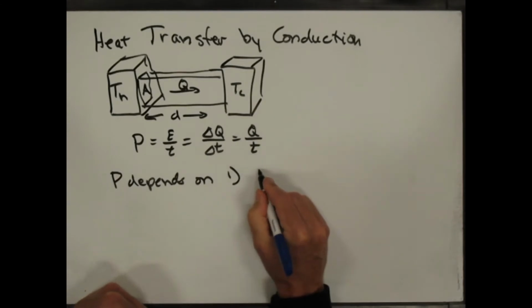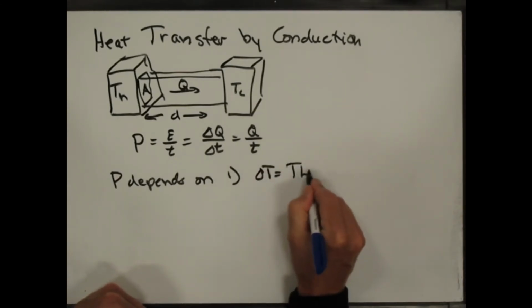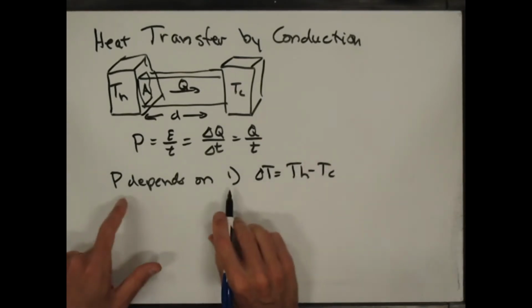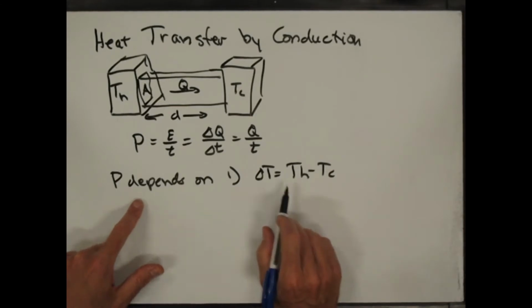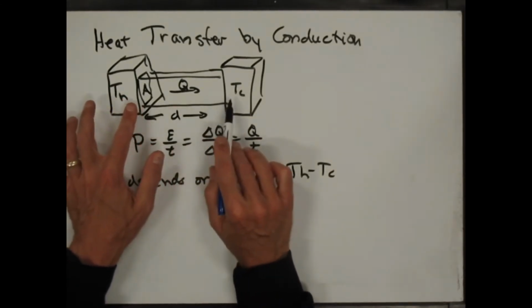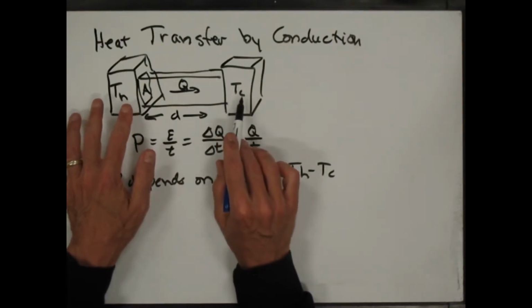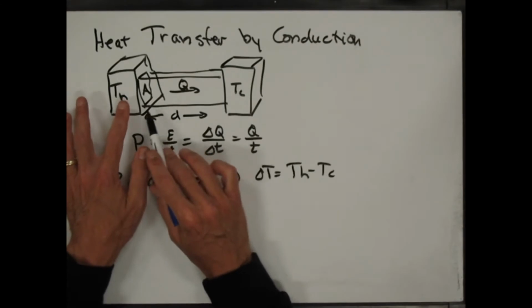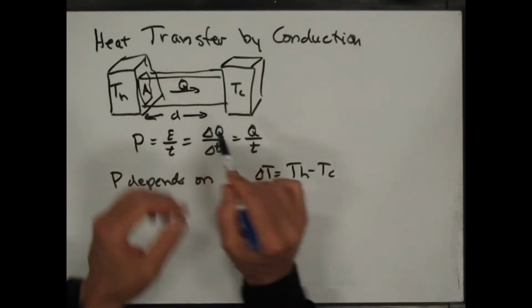one, the temperature change, which is T hot minus T cold. And you should be able to understand that fairly easily. The greater the temperature difference between the inside and the outside, the faster the heat's going to flow. If they're at the same temperature, no heat's going to flow, right? If this one's hotter, the heat's going to flow that way. If this one's hotter, the heat's going to flow that way. The bigger the difference, the faster the heat flows.